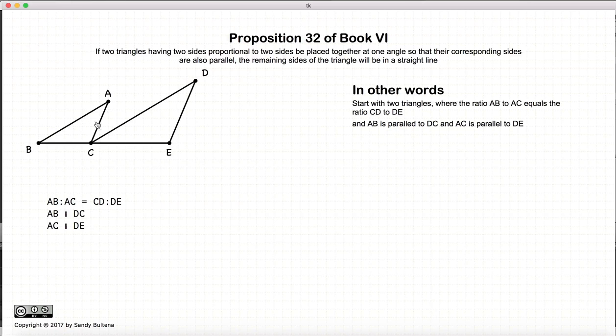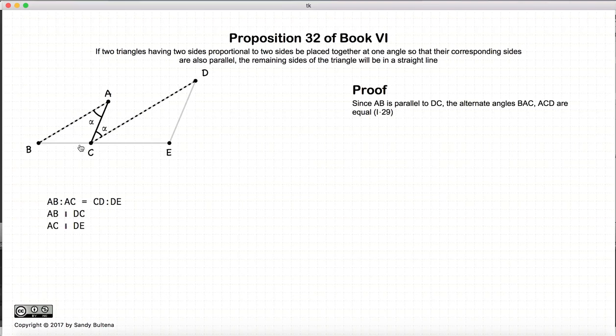Now we're to line up these triangles side by side such that the line AB is parallel to the line CD and that the line AC is parallel to the line DE. And this proposition states that if we do that, then the line BC, CE forms a single line. In other words, BE is a straight line.